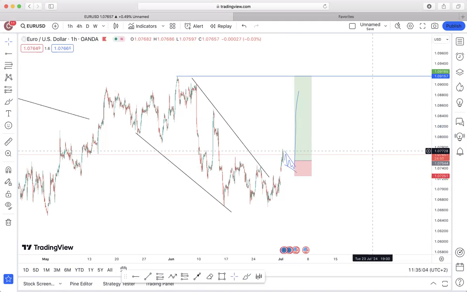I will give you an update if price does give us that continuation pattern. Hopefully you did learn something from this session, and this is going to be the end, guys.